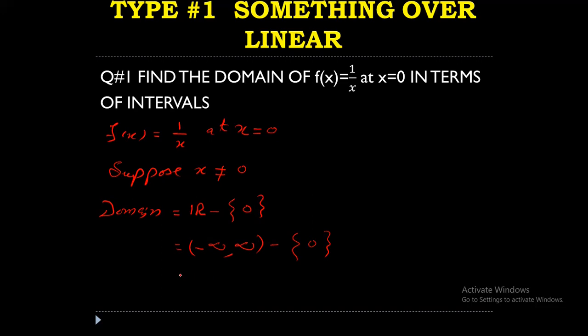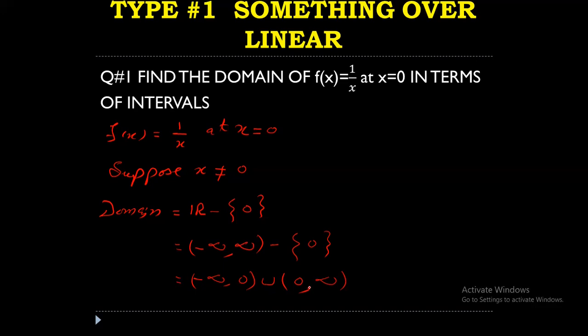So you can also write it like this, (-∞, 0) union (0, ∞). In this way, (-∞, 0) means minus infinity and 0 are not included. Between minus infinity to 0, all values are included. Union plus, except 0 and infinity, all values are included.